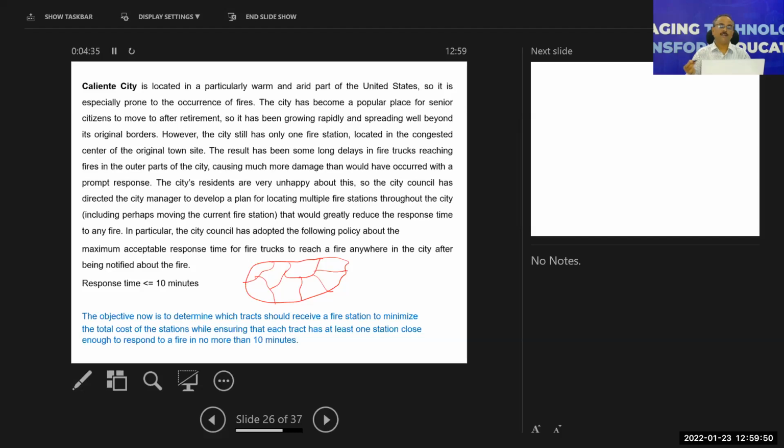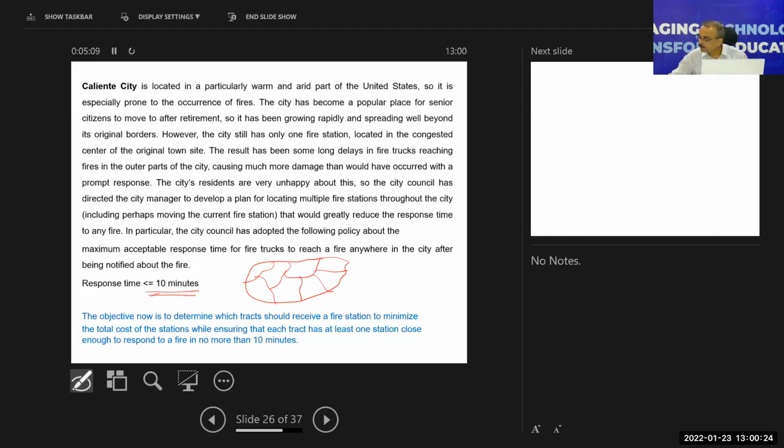So how many and where you should locate the fire station so that it will reach any particular fire event within a certain stipulated time. So let's say here the response time is considered to be 10 minutes. In this particular situation, they are looking at setting up a fire station so that wherever a fire occurs, the fire van should reach the location within 10 minutes. So this is the situation.